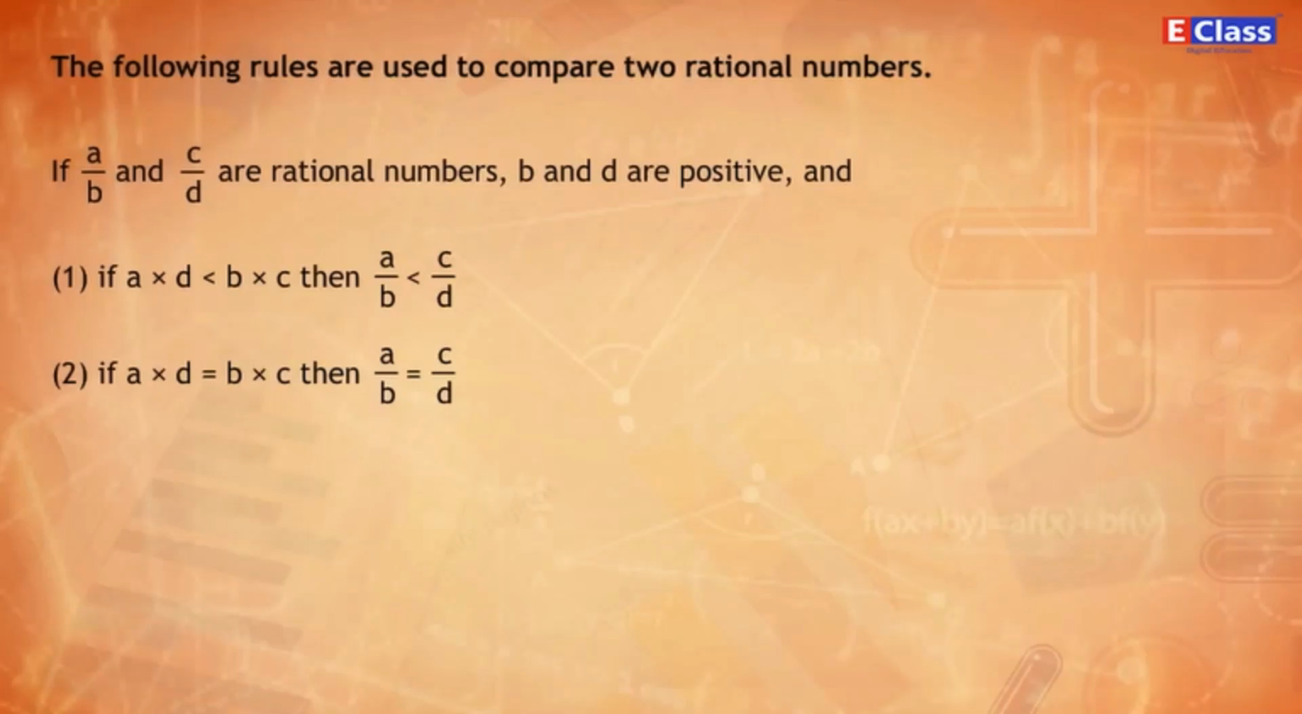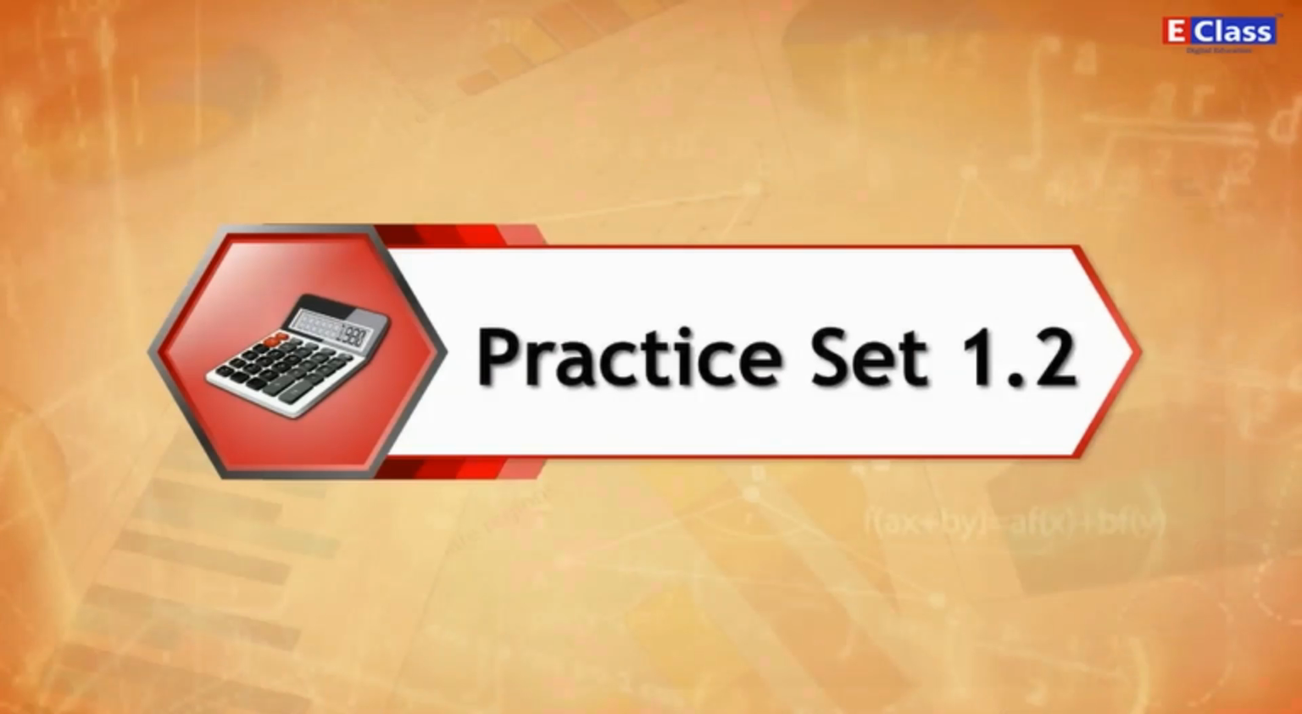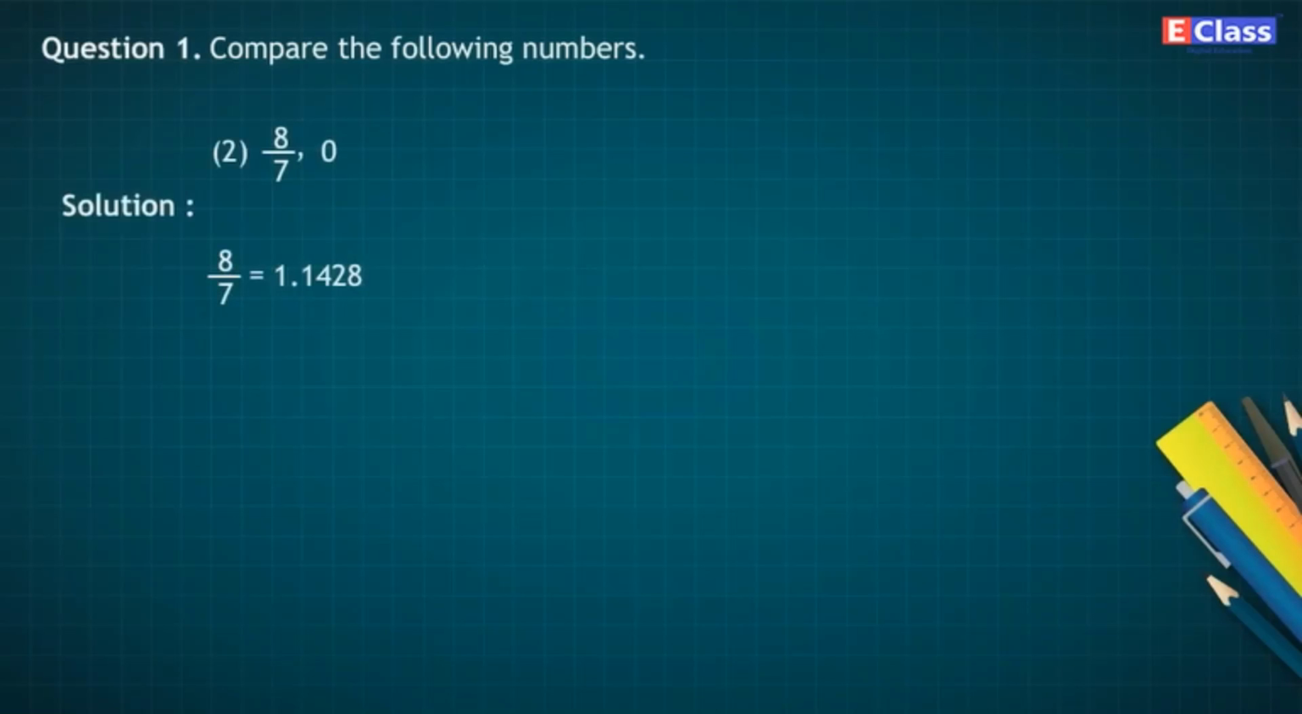Practice set 1.2. Question 1. Compare the following numbers. 1. Compare -7 and -2. Solution. 7 is greater than 2, but -7 is less than -2. Verify the comparisons using a number line shown on your screen.